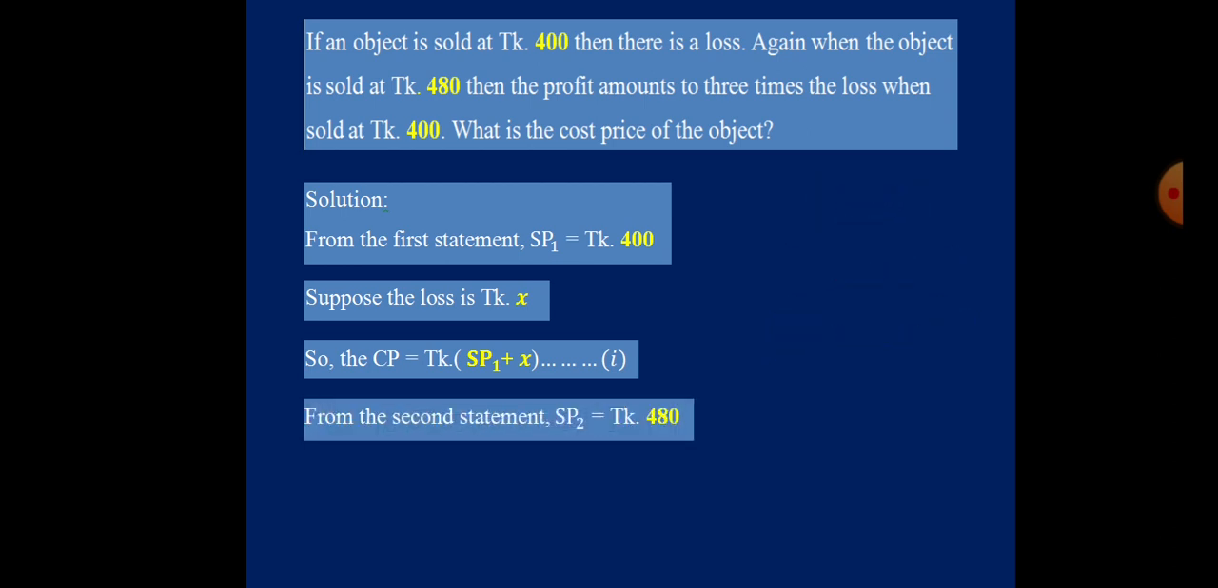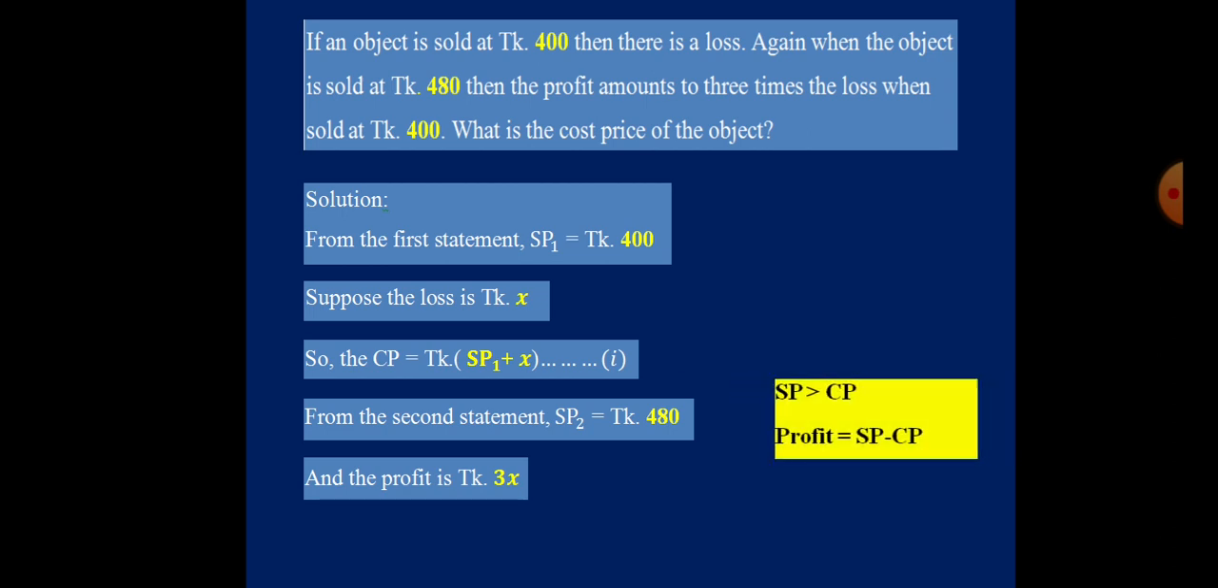Let us see the second statement. From the second statement, there is actually another selling price and it is 480. In that case, you tell me what is the profit? Profit amounts to 3 times the loss when sold at taka 400. You had a loss of taka x when you sold that item into the market. Now this time the profit is 3 times the loss. So in that case, the profit would be 3x.